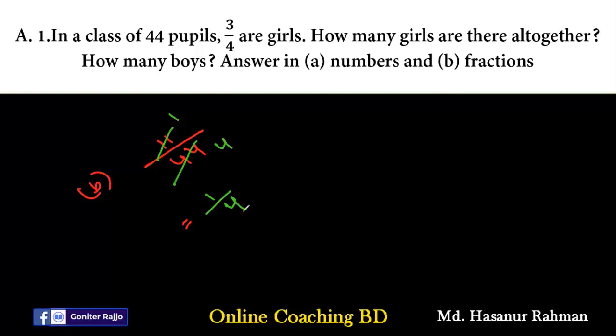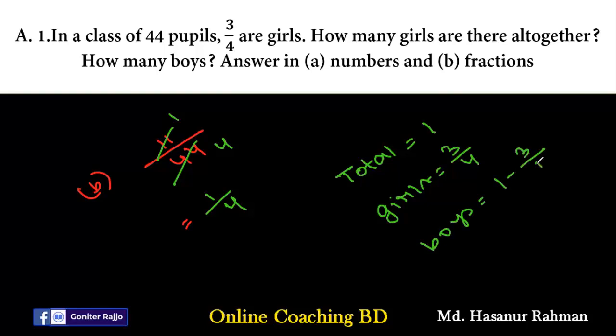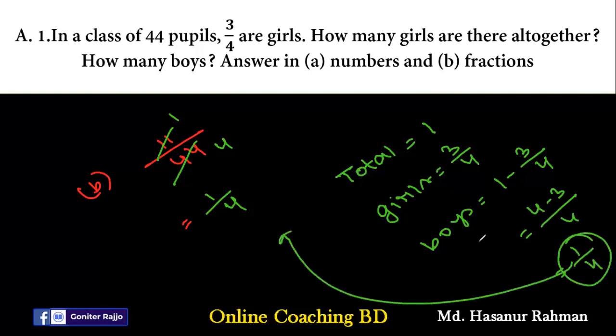And we can find out this answer in another way. We know that in a fraction, the total students are 1. This is the whole number. And the fraction of the girls is 3 by 4. Then what will be the boys? Boys will be 1 minus 3 by 4. Then 4 1s are 4 minus 3. So the answer will be 1 by 4. Look, both times you will get the same result.